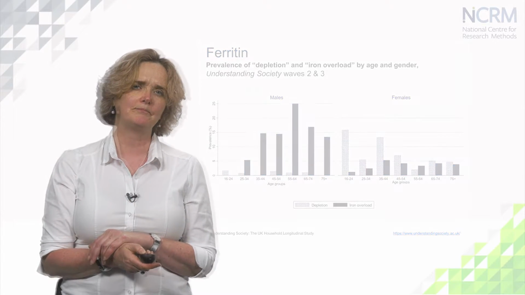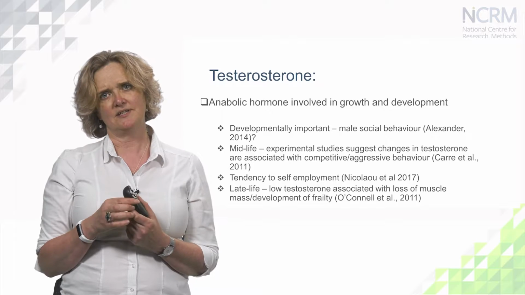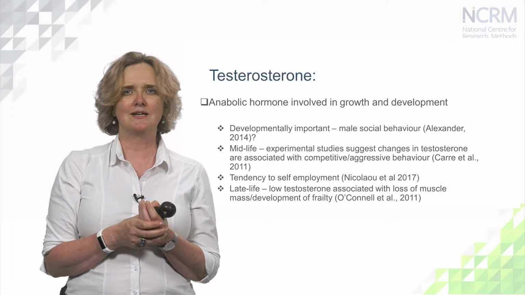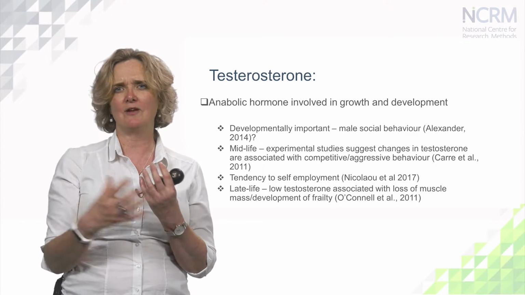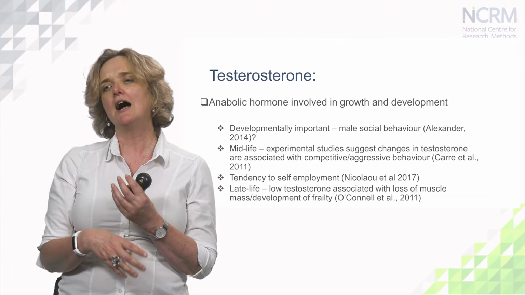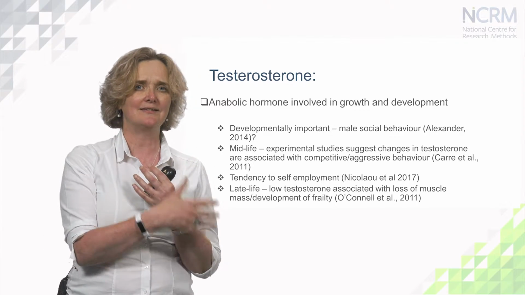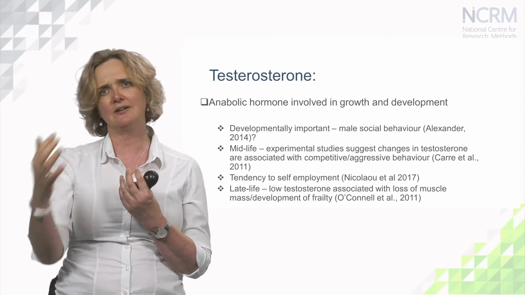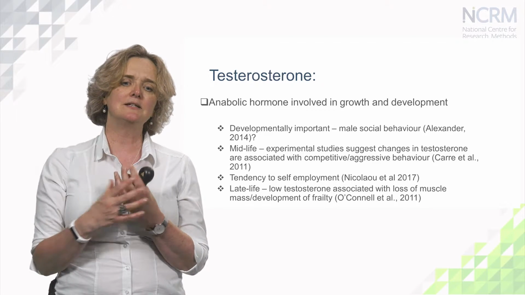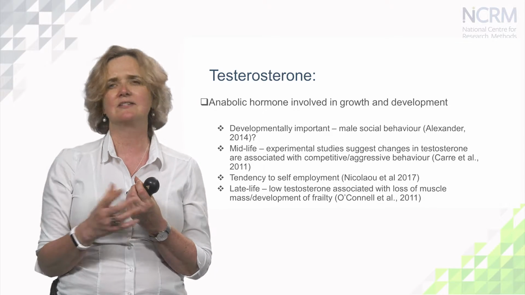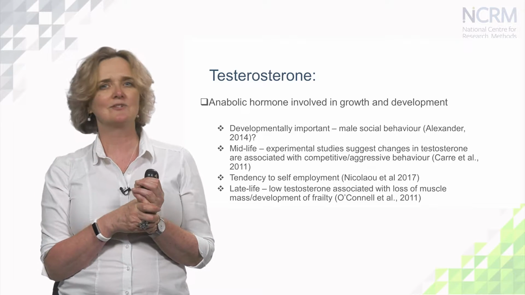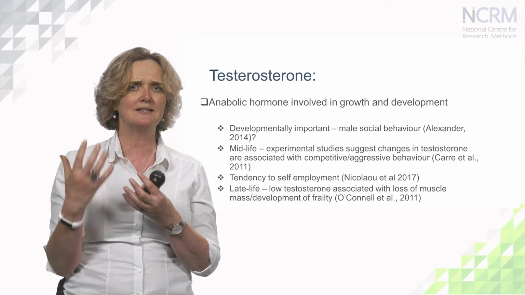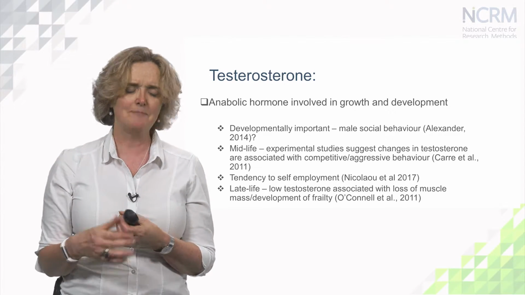So the third example I wanted to give is testosterone. So testosterone is a hormone. It's a hormone we associate with male behaviour. We think of it being associated with aggression, but it's also the hormone that helps us as kids develop, and in older age, very low levels of testosterone can lead to frailty. There have been studies that show that levels of testosterone are associated with self-employment. There were high levels of testosterone in the stock market crash, and some studies that kind of looked at that. So it's associated with perhaps aggressive behaviour in middle age.